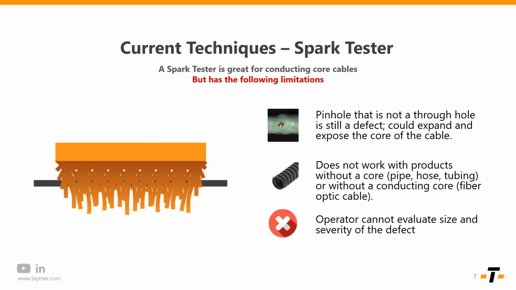Just quickly, comparing it to a spark tester: any pinhole that's not a through hole, the spark tester may not pick up. It's not going to work with any products that don't have a core, and the operator can't go back and evaluate the size and severity of the defect. Whereas with the SI, you're going to get a picture of that pinhole. If it doesn't go to the core, it's still going to catch it because it's on the surface. And anything that doesn't have a core, it can inspect because it's just looking for defects on the surface of the product.